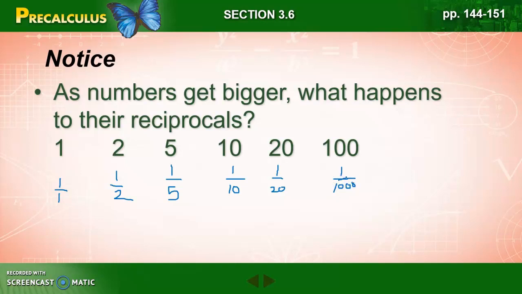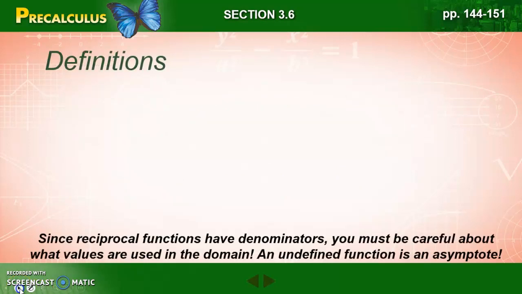And what you should notice is that as our numbers get bigger, the larger the number, the closer the reciprocal is to 0. We're going to get closer and closer to 0 without ever touching 0 itself. So as our numbers get larger, our reciprocal gets closer and closer to 0. Keep that in mind as we get into graphing these reciprocals.